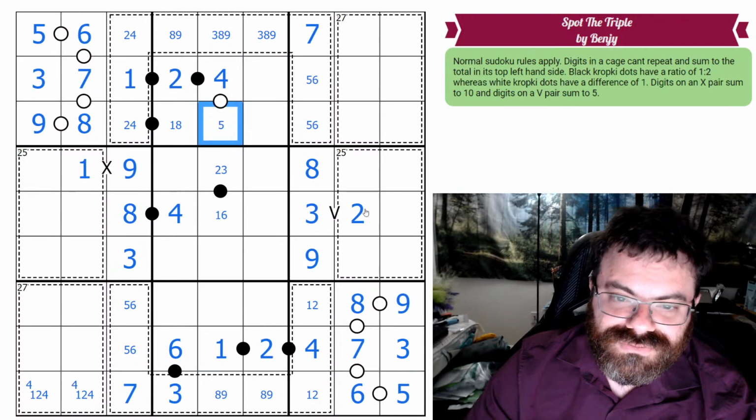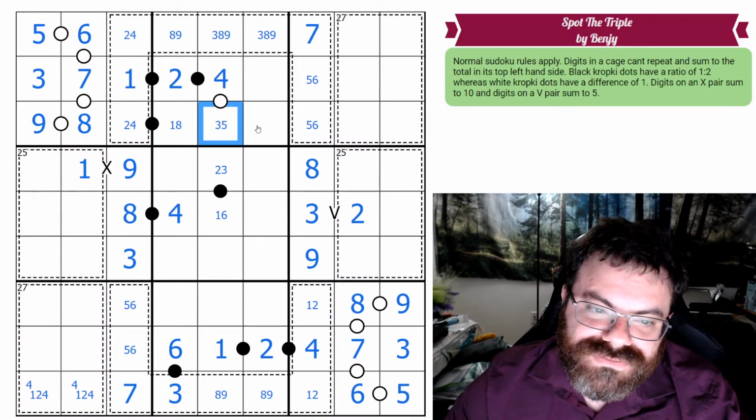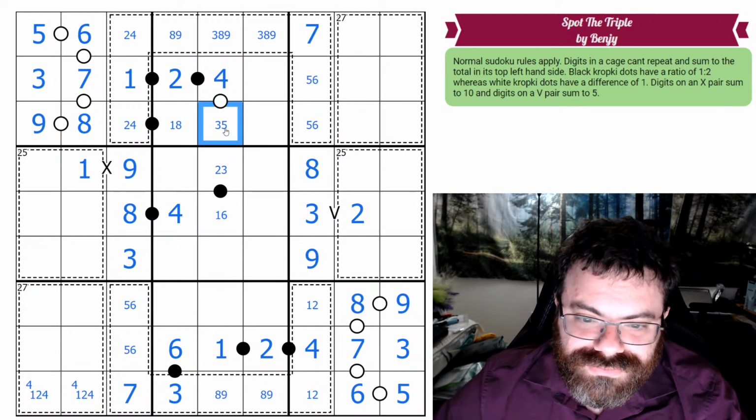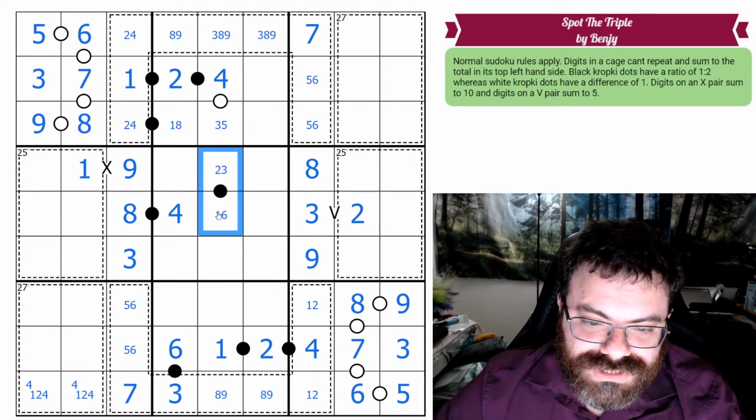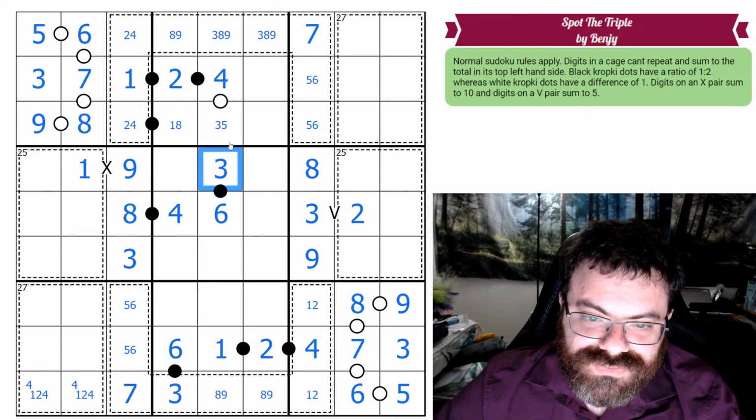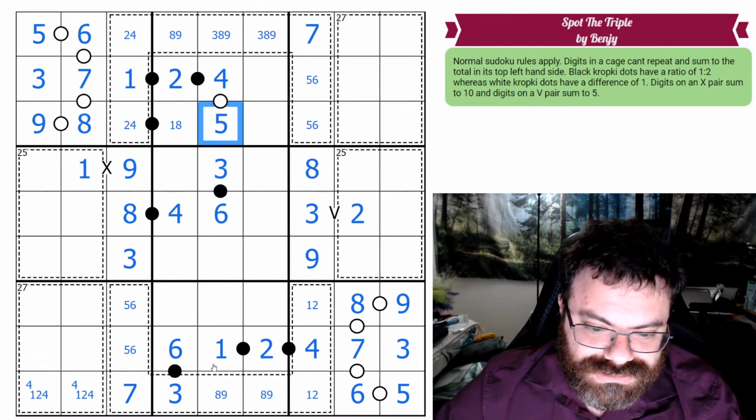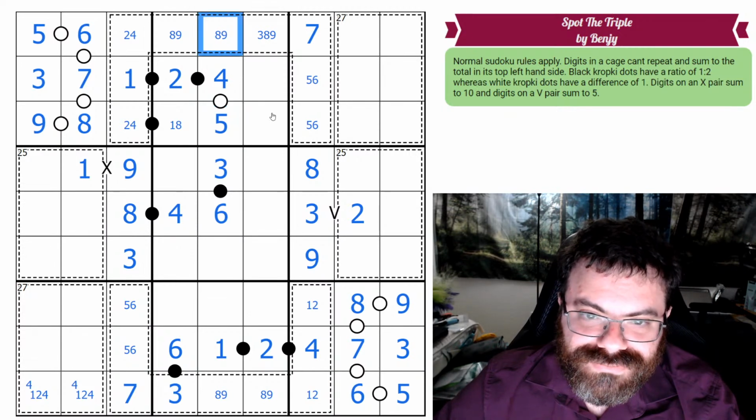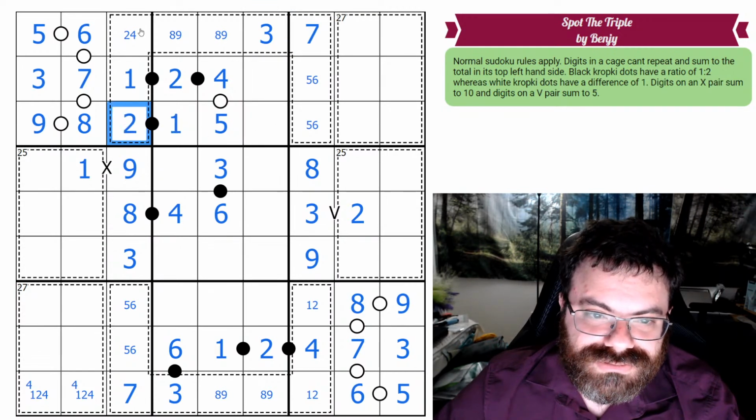This is 5 or, sorry, yeah, it's 5 or 3. If it were 3, this would be 2, 1. Oh, this can't be 1 anymore. So this is 6, 3, 5. That's not 3. So that is 3. That's not 8. So that's 1, 2. It's a 4.